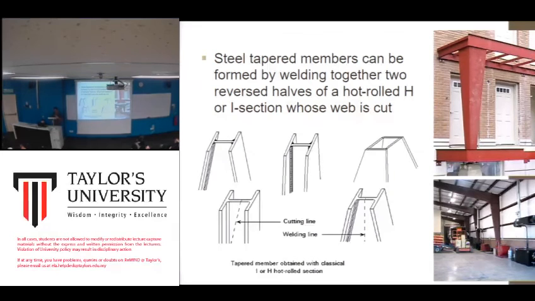Okay, steel tapered members can be formed by welding together two reversed halves of a hot roll H or I section whose web is cut. So this is a normal I section. You cut in the middle, but you cut slightly slanted like this. Basically, you take one part and then you rotate it to the other side, and then you connect again. You get that shape. So it becomes a tapered member as well, or it can be something like this, depending on what shape you want. But again, it's aesthetic.